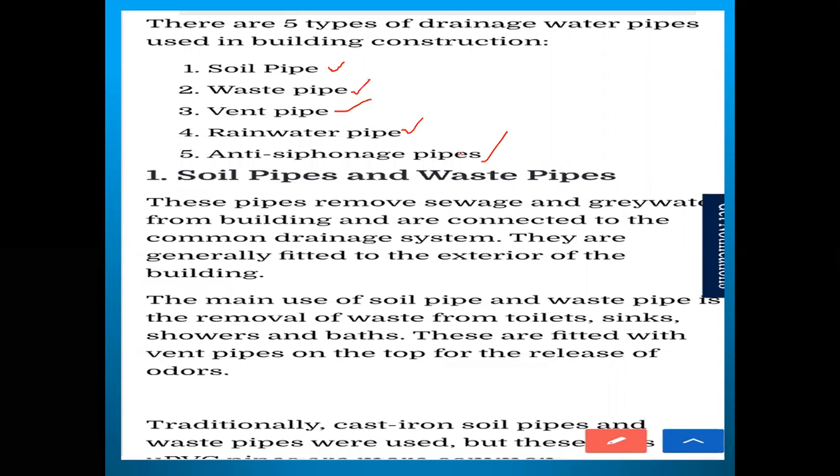So we'll discuss these 5 types in detail. What are the soil pipes and waste pipes? These are the pipes that remove the sewage and grey water from the building. So from waste pipes the wastewater comes, and in soil pipes the sewage waste comes. Technically we are calling them grey water, since we cannot say it openly or directly. These pipes remove sewage and grey water from buildings and are connected to the common drainage system.